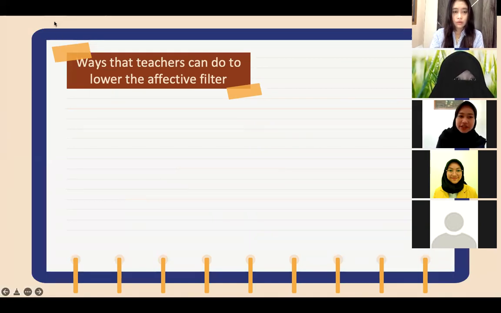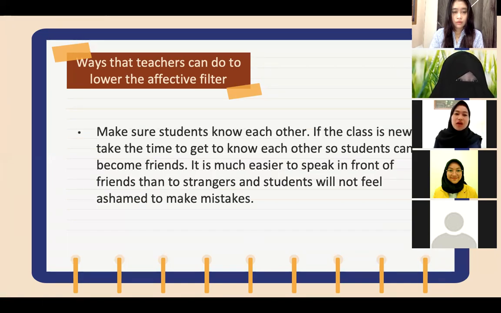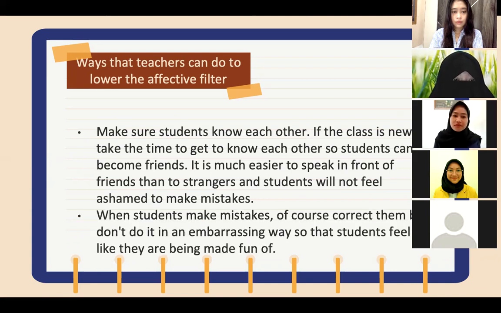Here are ways that teachers can lower the affective filter. Make sure students know each other. If the class is new, take the time to get to know each other so students can become friends. It is much easier to speak in front of friends than strangers, and students will not feel ashamed to make mistakes. When students make mistakes, of course, correct them, but don't do it in an embarrassing way, so that students don't feel like they are being made fun of.